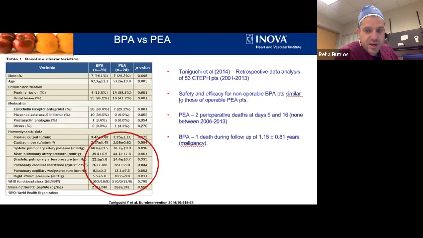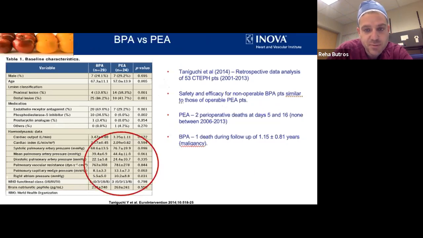So this is a study comparing BPA to pulmonary endarterectomy. And this is an apples to oranges comparison because, one, the BPA patients usually tend to be more inoperative, not operative candidates, and their lesion characteristics tend to be more distal. And the patients who undergo endarterectomy have more central disease and are in better functional status. But when you compare the two, the safety and efficacy is similar.